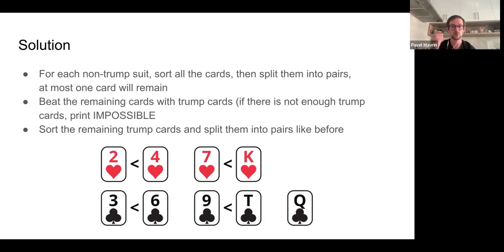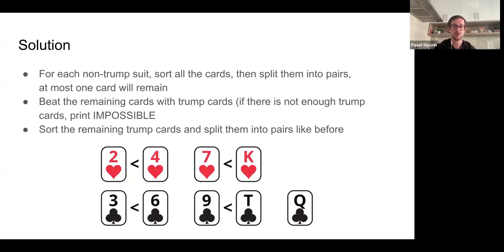Now from every suit, at most one card will remain. If we have an even number of cards, no card remains. If we have an odd number of cards, then one card will remain. Now we will take these remaining cards and beat them with some trump cards. If we don't have enough trump cards, then there is no solution, obviously.